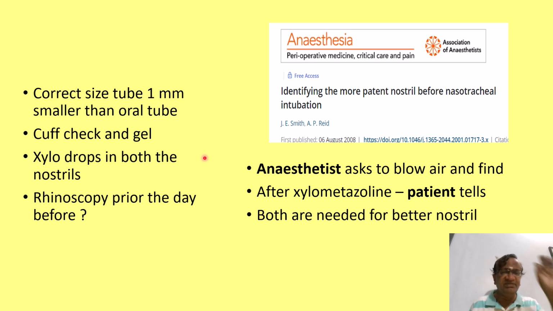The correct size tube is 1 millimeter smaller than the oral tube. That's a very simple formula: calculate the oral size and reduce by 1 millimeter. If the oral tube is 6, then you put 5. If the oral tube is 8, then you put 7. Check the cuff, and use gel and xylocaine drops. Do rhinoscopy the day before: blow air and ask the patient.